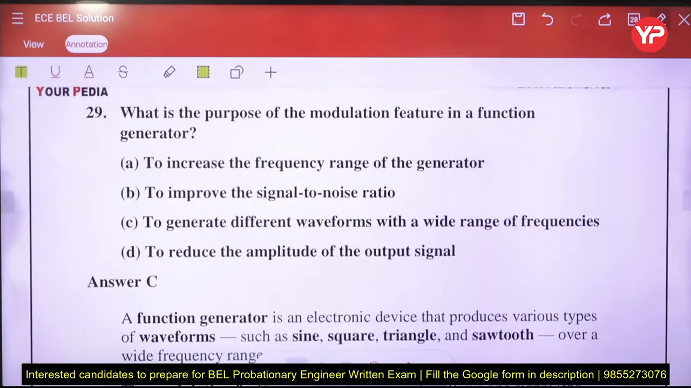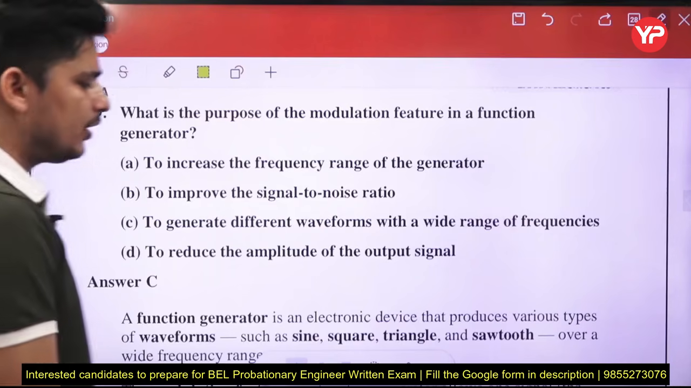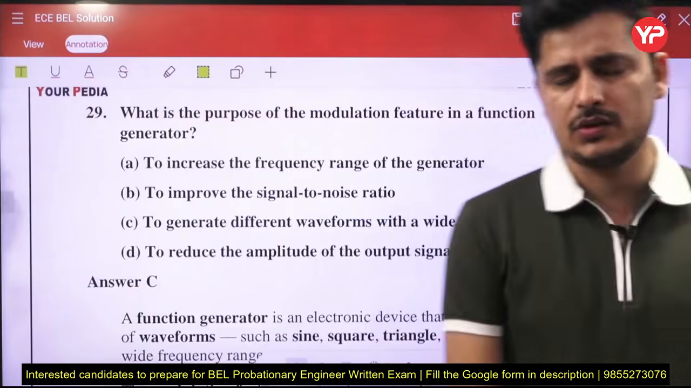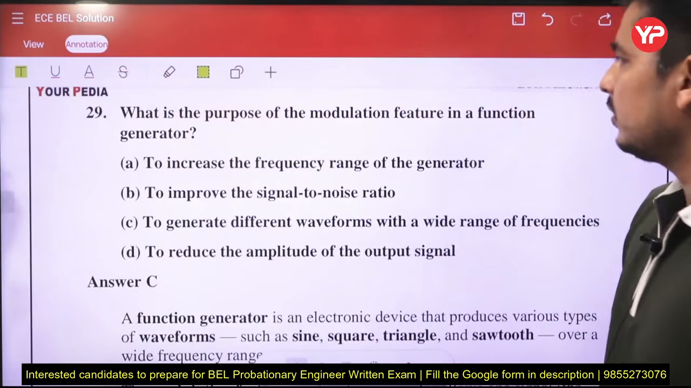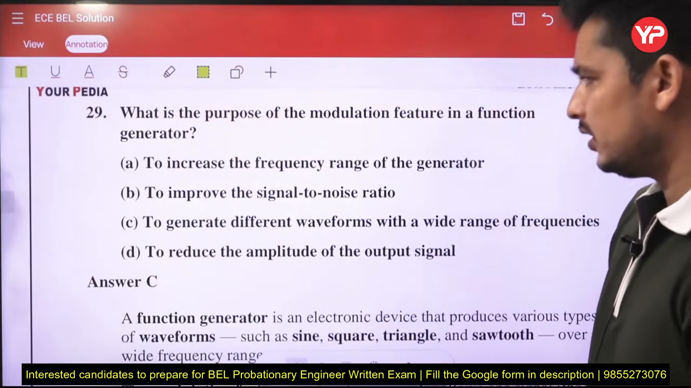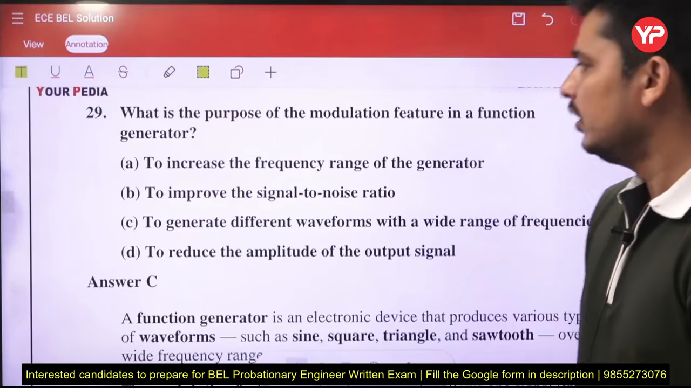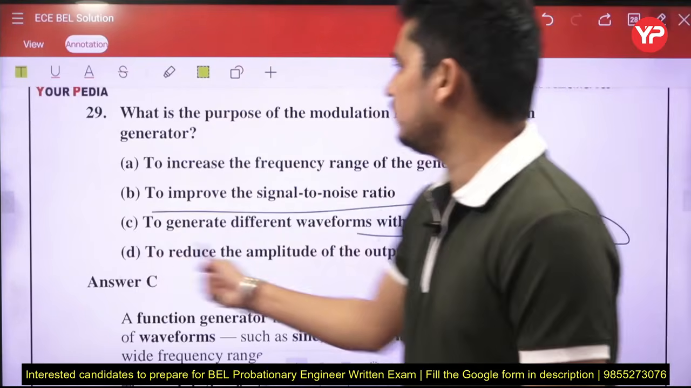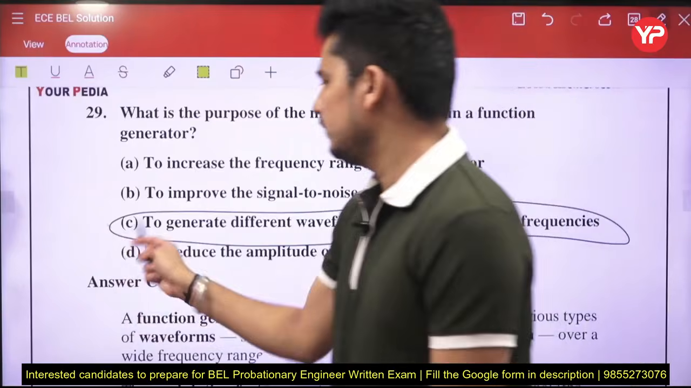Okay. What is the purpose of the modulation feature in the function generator? See, basically whenever we are talking about modulation, it is generally changing of frequency. Increase the range of frequency of the generator to improve the signal to noise ratio, no. To generate a different waveform with a wide range of frequency, that is the main purpose of modulation, right?